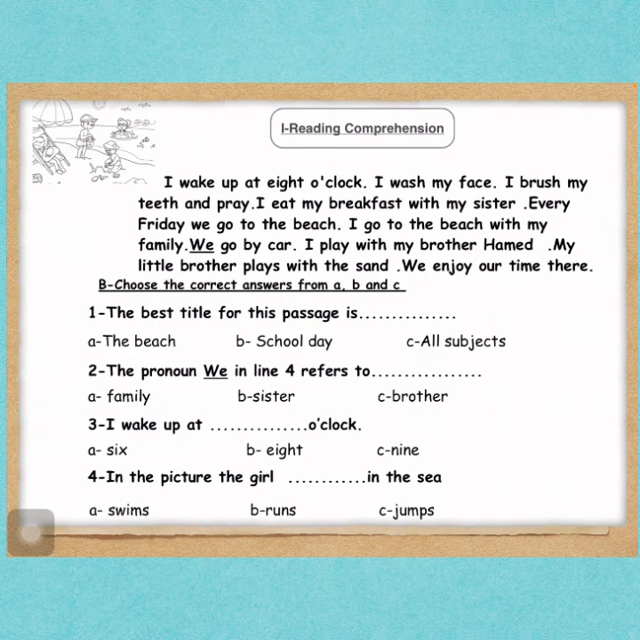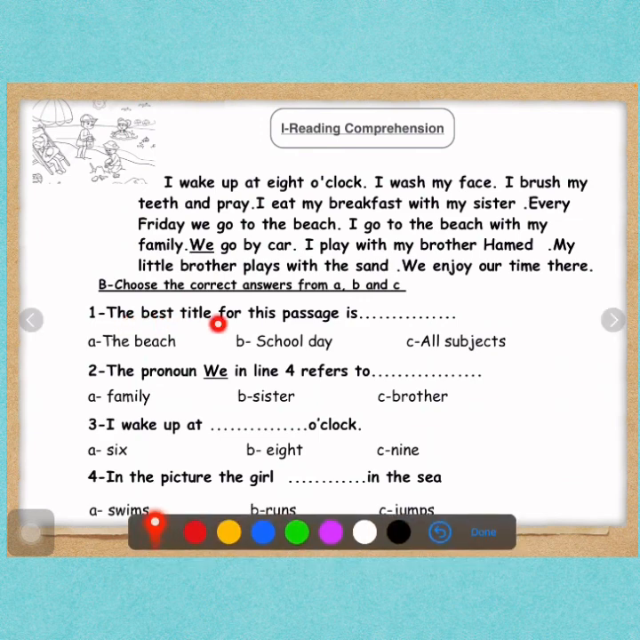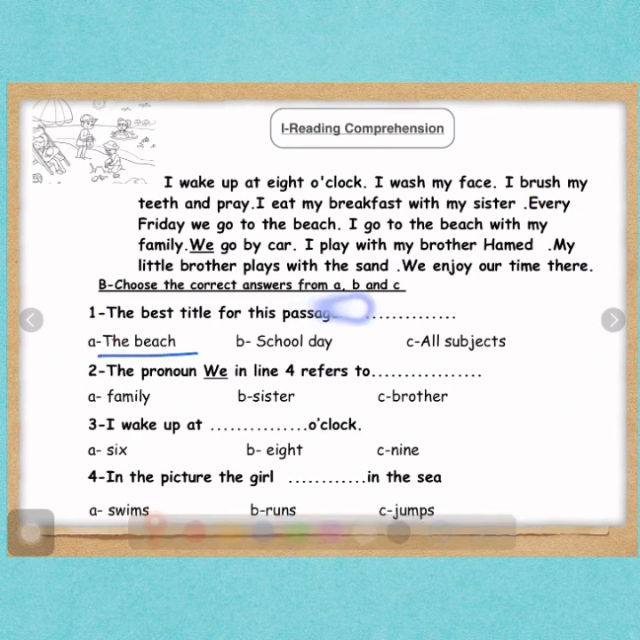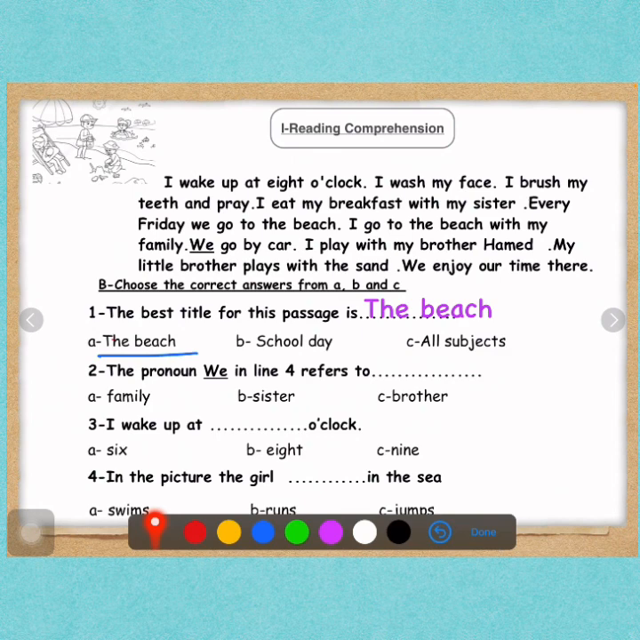Okay, girls, have you finished? Let's do it together. Number 1. The best title for this passage is The Beach, School Day, All Subjects. What do you think, girls? The beach, of course. I'm talking about the beach. Number 2. The pronoun we in line 4 refers to family, sister, brother.